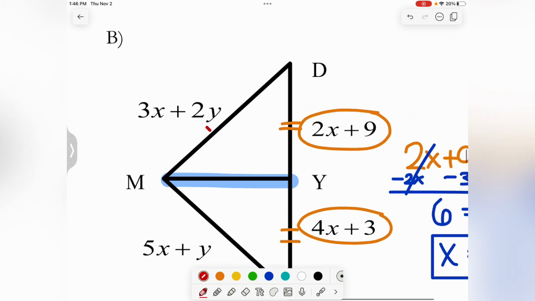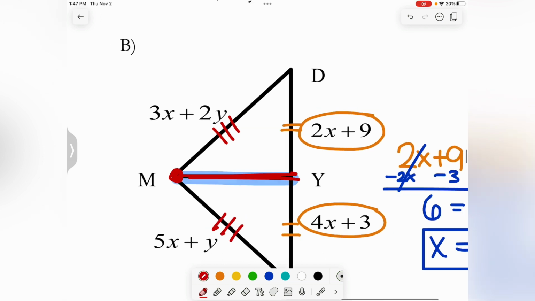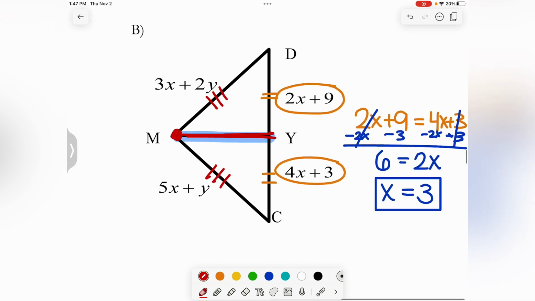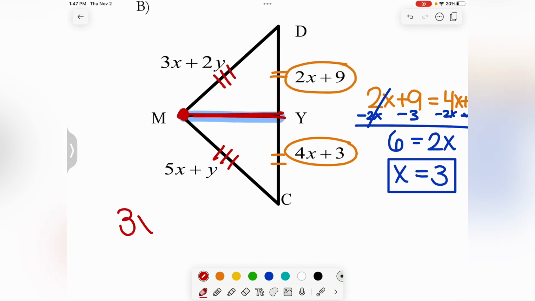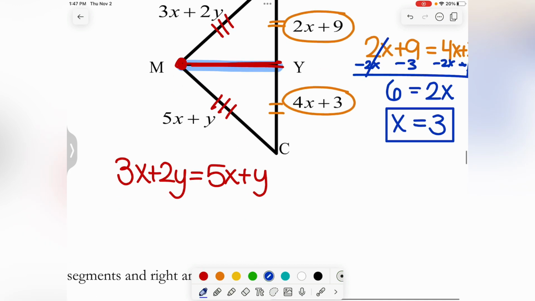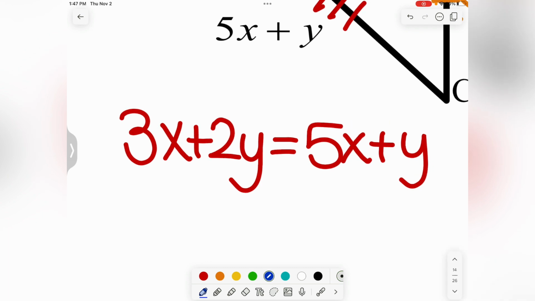And then I also know that since M is on the perpendicular bisector, these two sides are also congruent because it's equidistant from the endpoints. So I know that 3x plus 2y equals 5x plus y. Well, hold on, I just found out that x is 3. So let's plug in 3 for x here and 3 for x there.